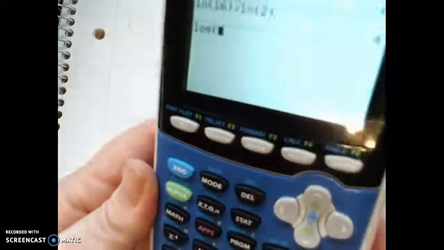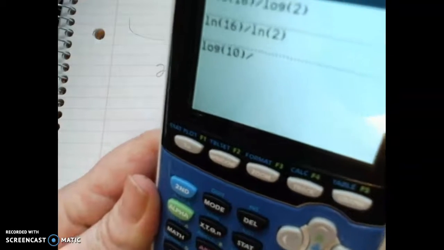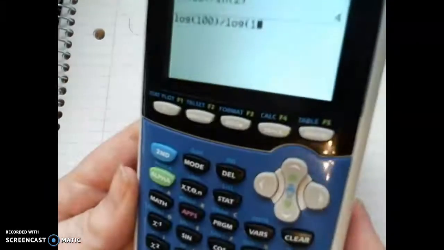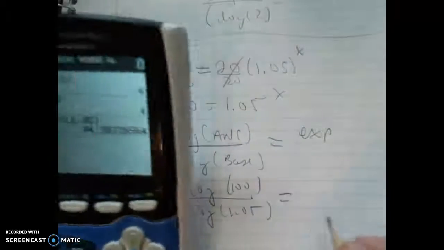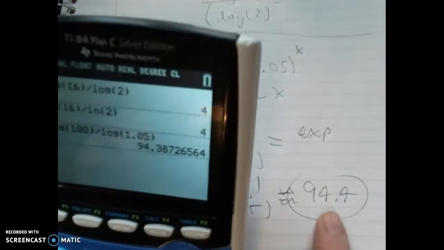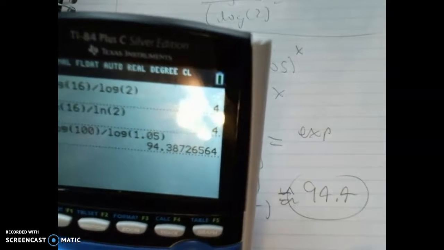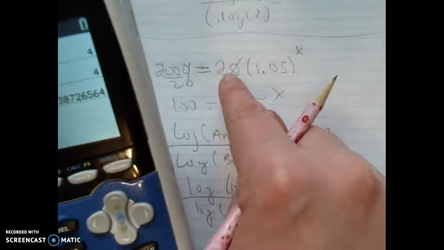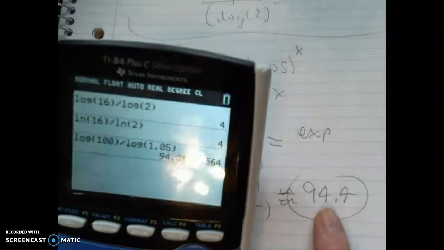So I'm going to take log of 100, oopsie, divided, well, maybe if I could type, how about log of 100 divided by log of, what was that, 1.05? And then it's going to tell me it's going to take approximately 94.4 time periods. Now, that might be daily, weekly, hourly, I don't really know the context to figure that out. Okay, so if it's daily, like if the 5% infection rate is daily for COVID, we started out with 20 people, when is it going to equal 2,000 people? It's going to take 94.4 days for that to happen.